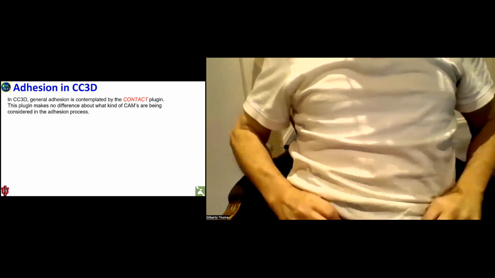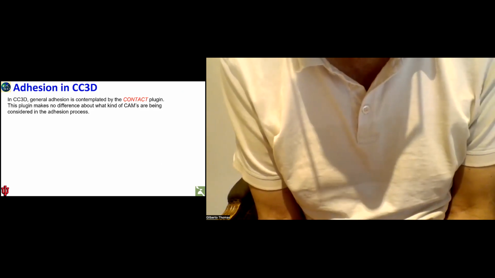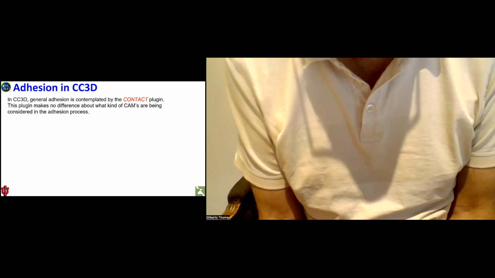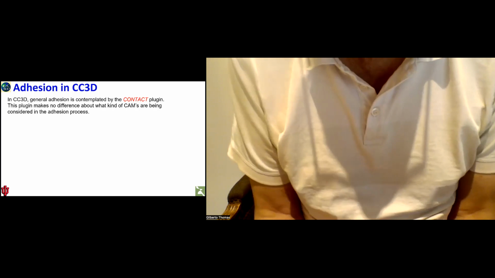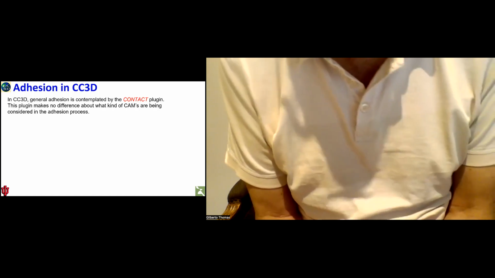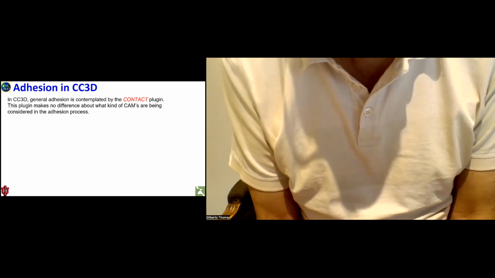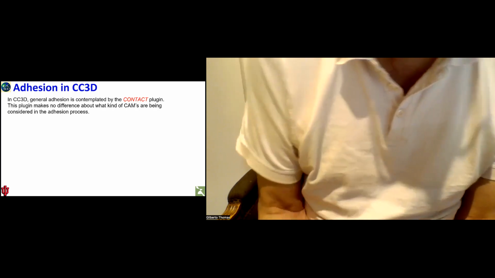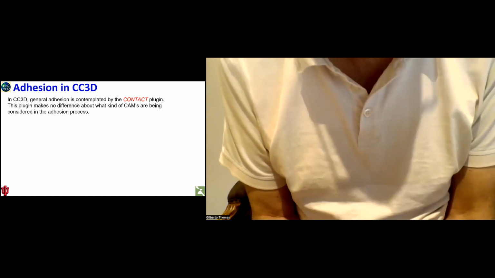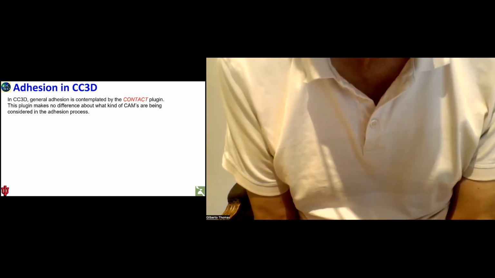Our basic plugin in CC3D, which takes into account contact energy for adhesion, is the Contact plugin. In this plugin, there is no difference about what molecule is being considered in the model, and so both kinds of cells in contact have the same number of molecules and the same type of molecule.